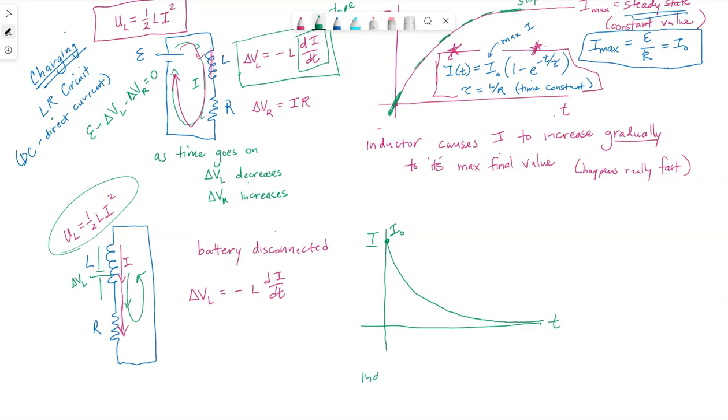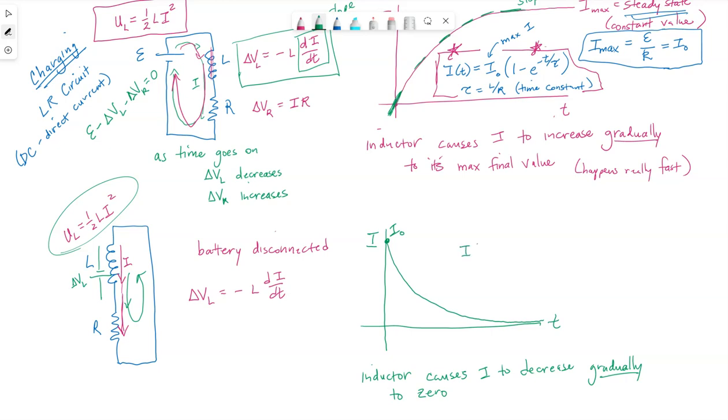So the inductor causes the current to decrease, in this case, gradually to zero. And again, gradually this is still something that's happening very quickly. The thing we want to remember is that the current is not, at that exact instant, able to instantaneously drop to zero.